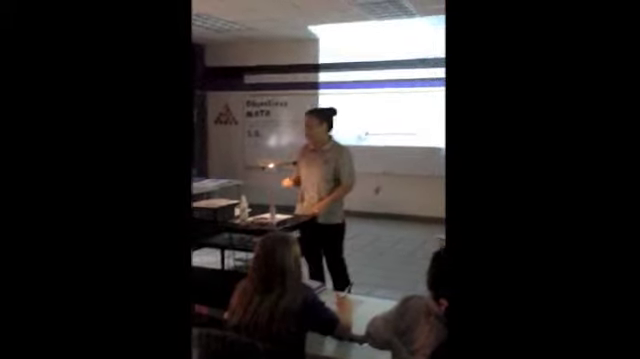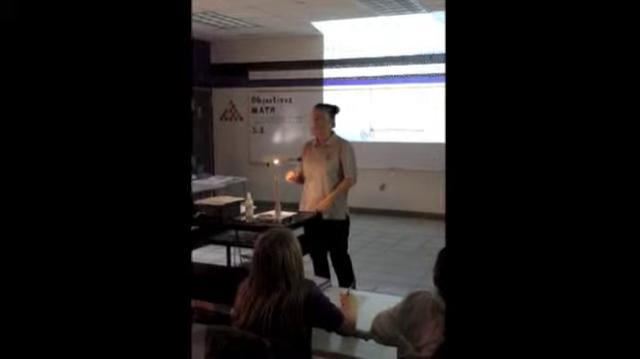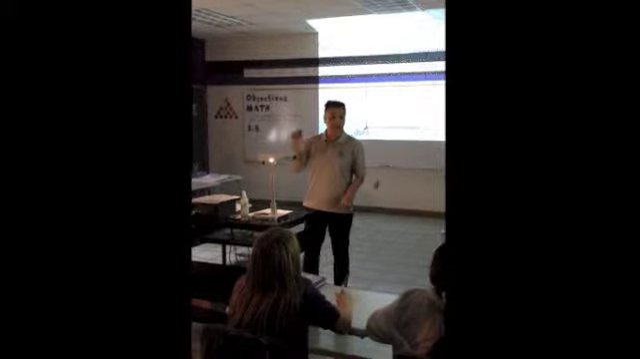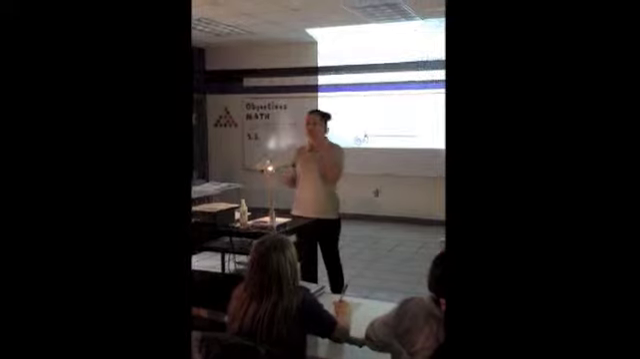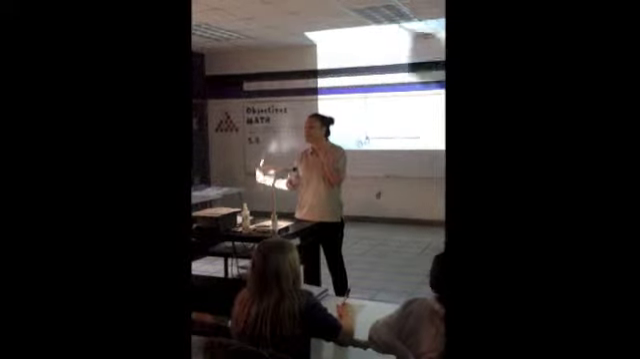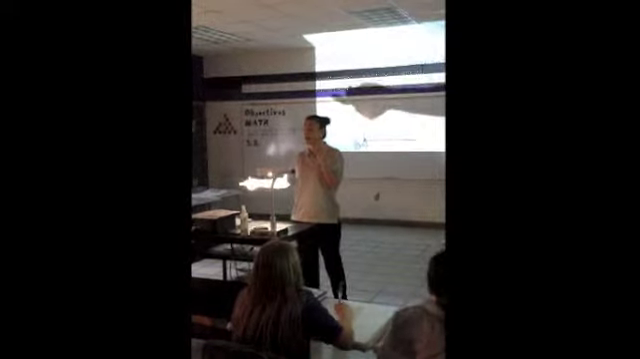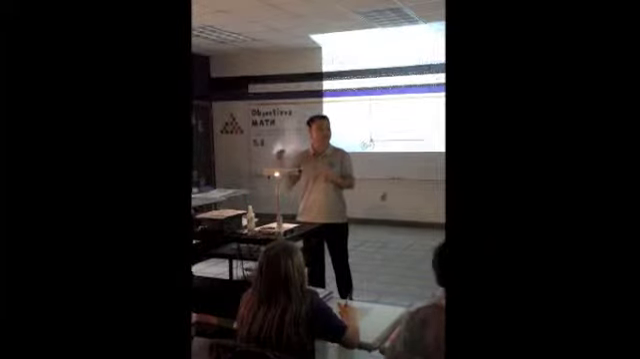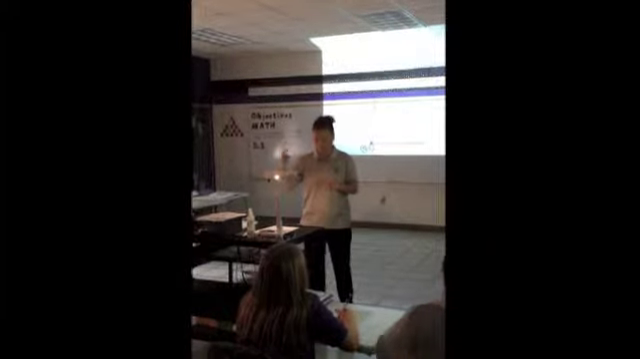Ordered pair is how many? 2. And first you have to go to the right. The first number tells you how many places to go to the right. The second number tells you how many places to go up. Good.